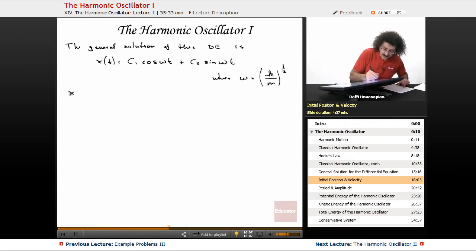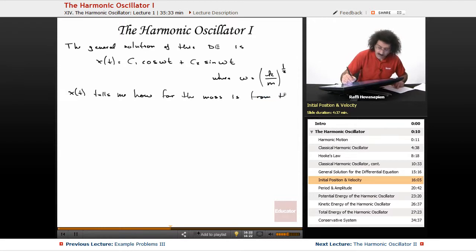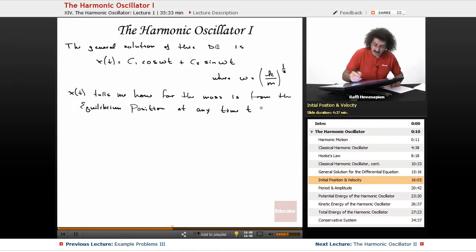Now, x of t, as we just said, tells me how far the mass is from the equilibrium position at any time t. That's it. Okay? So you have this mass and equilibrium position. If I pull it and let it go, it's going to just bounce back and forth, back and forth, oscillate. This equation tells me how far from the equilibrium position it is, x at time t. That's all I've done.